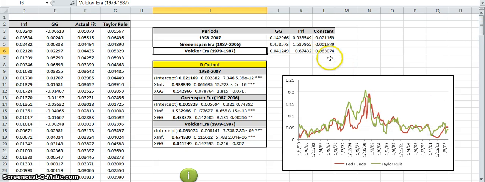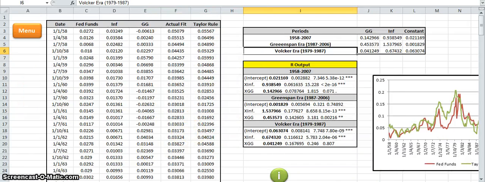So the constant is extremely large, and this may have had an effect on the two coefficient values, which are very small compared to the Taylor rule suggestion. We also did the regression in R, as you can see with the table here, and there's no difference at all really in the coefficients from Excel, so there's not much to talk about there.